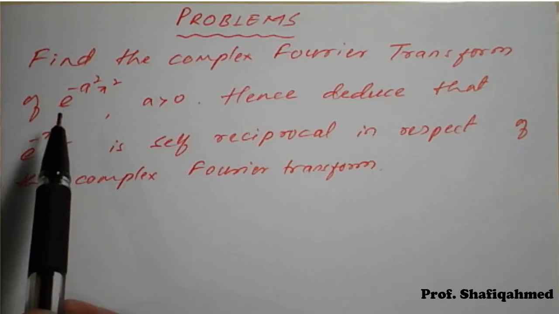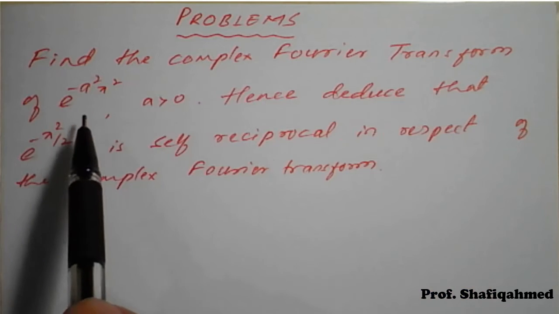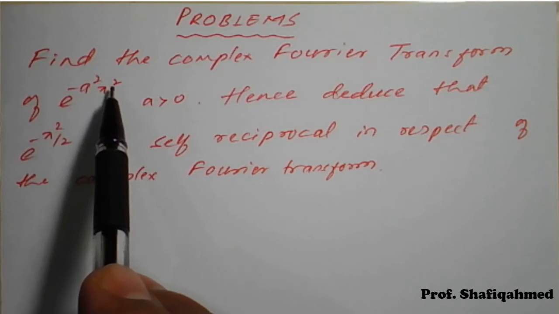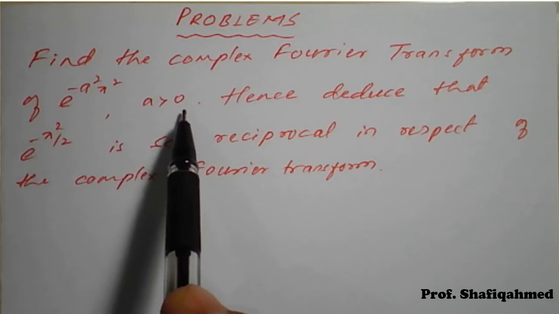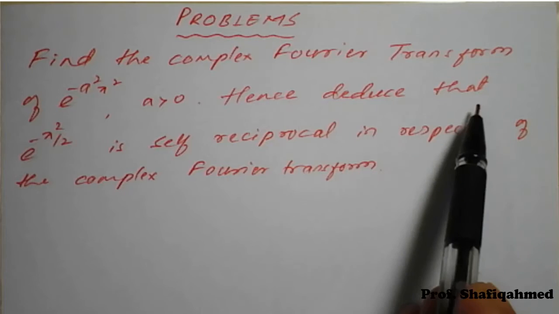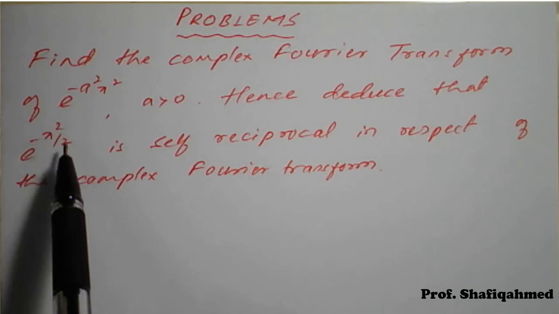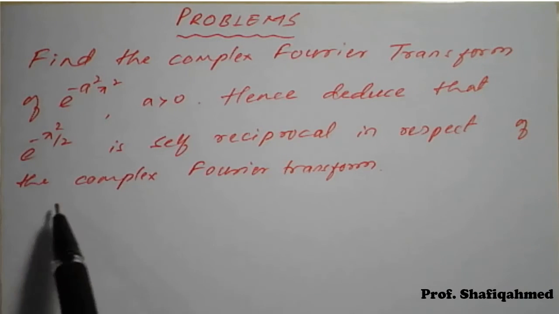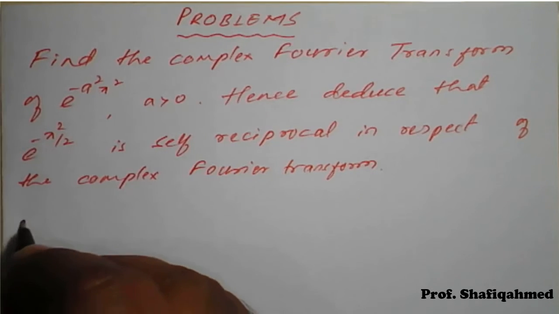The problem is: find the complex Fourier transform of e raised to minus a square x square, a greater than 0. Hence deduce that e raised to minus x square by 2 is self-reciprocal in respect of the complex Fourier transform. Solution.